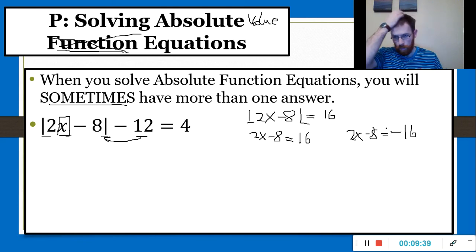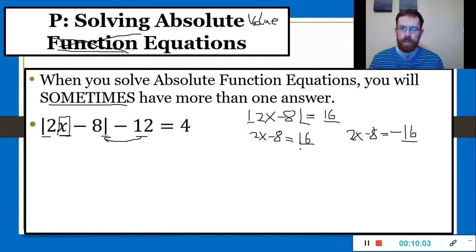Now, Mr. K, why do we have 2 answers now? Good question, class. Remember, absolute value bars turn anything negative to a positive. So this 16 could have been a negative 16. It could have been positive, or it could have been negative. Just after we did the absolute value of the one on the left, it just changed everything to a positive.